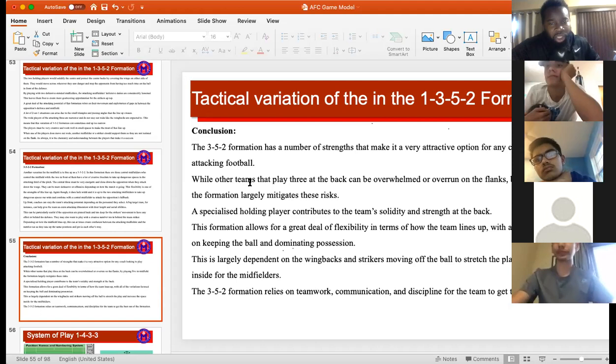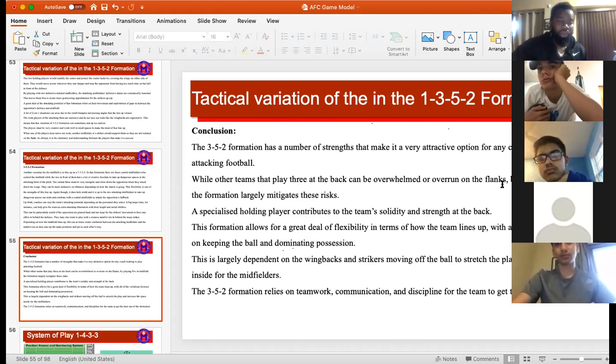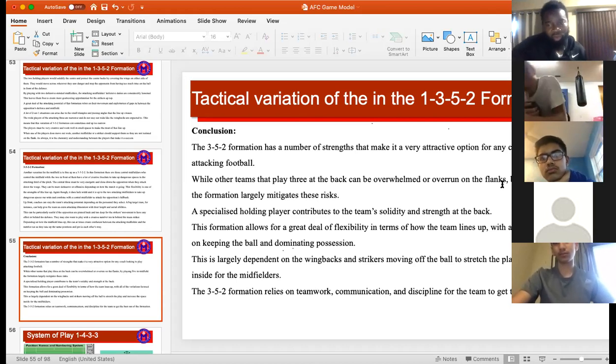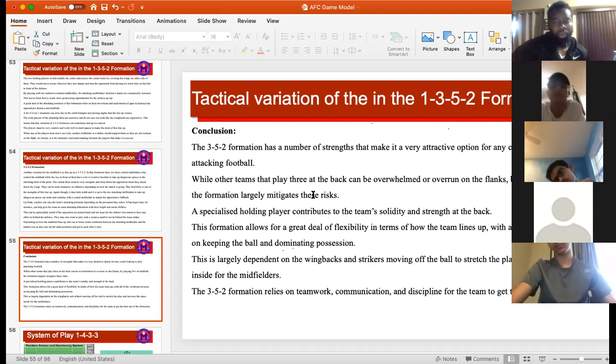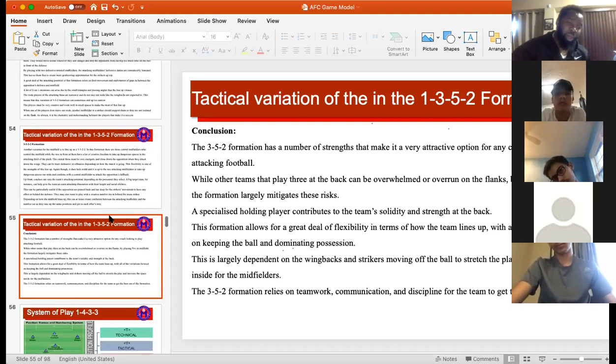While other teams that play three at the back can be overwhelmed or overrun on the flanks, if we were playing against a team that had three players in the back, like us, we can overrun them too because we have more in the front. By playing five in the midfield, the formation largely mitigates these risks. If we play five in the midfield, there is a very high chance of the opposition running us over, because we only have three in the back, right? So basically, that's what it is.